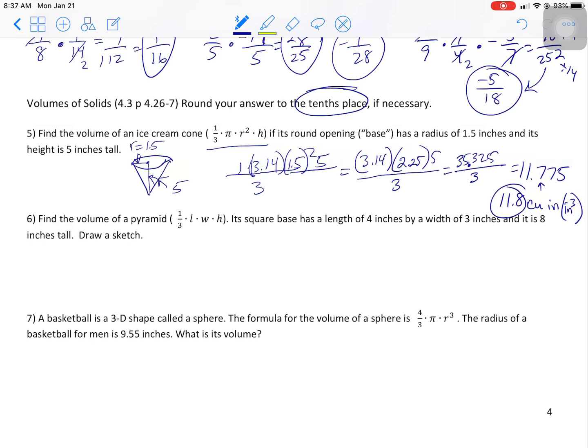All right, I want to put that in my calculator and just double check. Hang on for a second. Yep. Okay, find the volume of a pyramid. So that was a cone. This is a pyramid. Pyramid. Let's see if I can draw a pyramid.